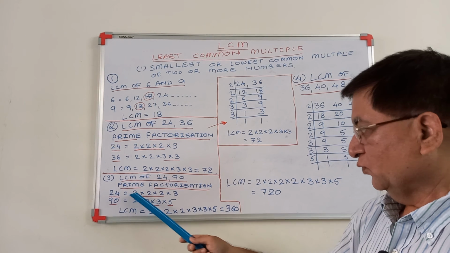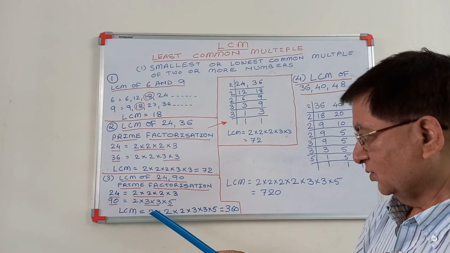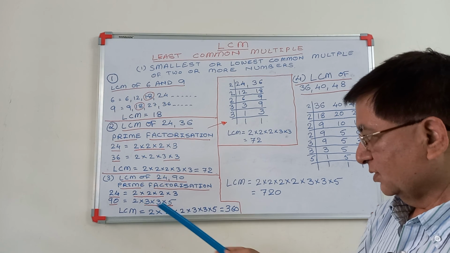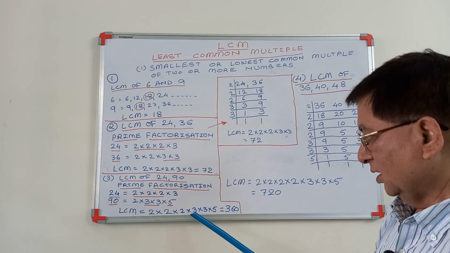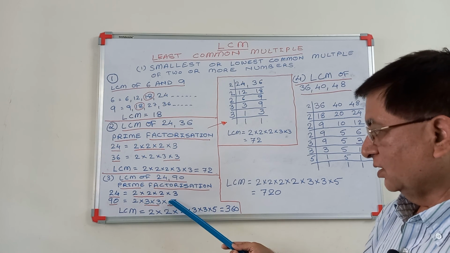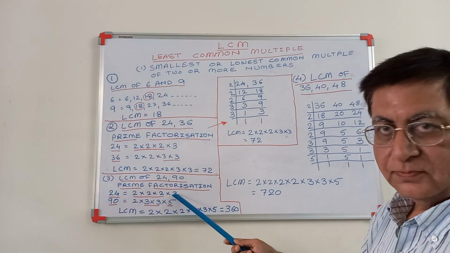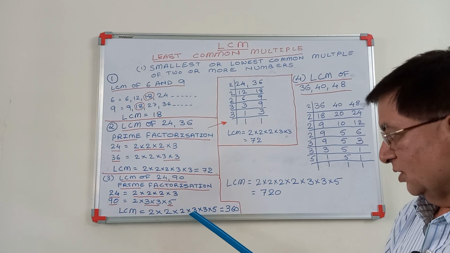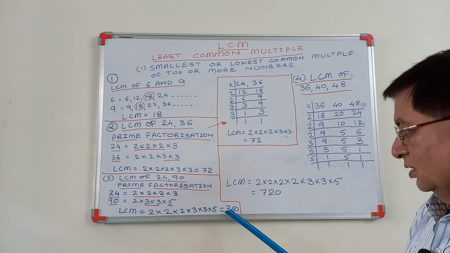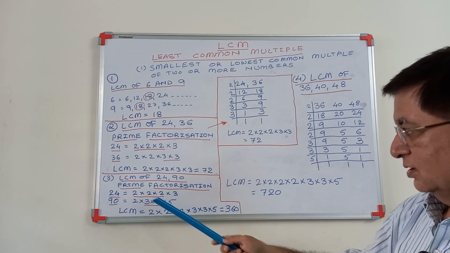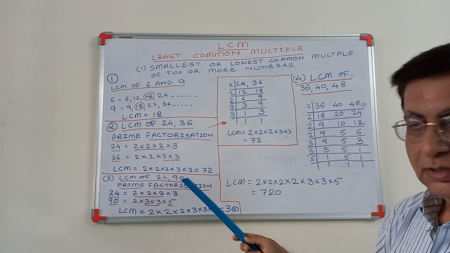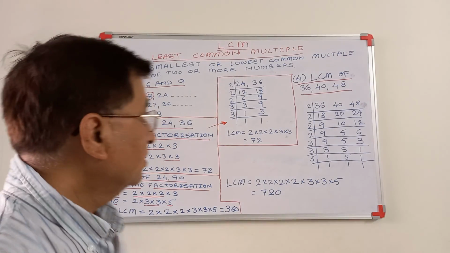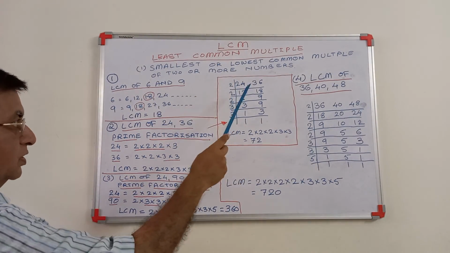So we take 2 from here as it occurs 3 times here, so 2 times 2 times 2. 3 occurs more here, 2 times, so we take 3 times 3. And 5 occurs 1 time here, there is no 5 here, so we write 5 here. So the LCM is 2 times 2 times 2 times 3 times 3 times 5, so 360. So the LCM of 24 and 90 becomes 360.